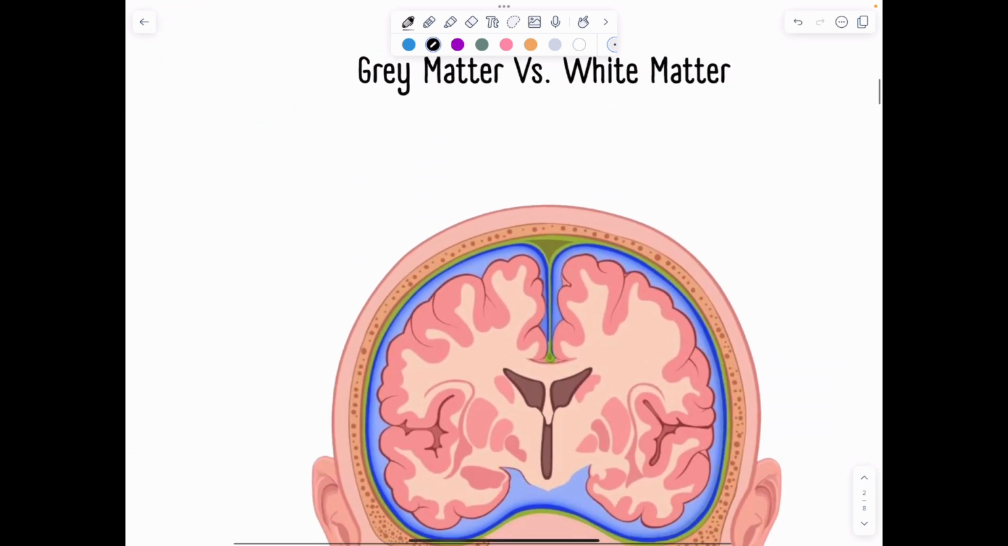We can also talk about nervous tissue by whether it's gray matter or white matter. White matter is made up of mostly myelinated axons, whereas gray matter is mostly made up of unmyelinated axons and cell bodies. This will make more sense when we get into what is an axon, what is a cell body, and so forth.